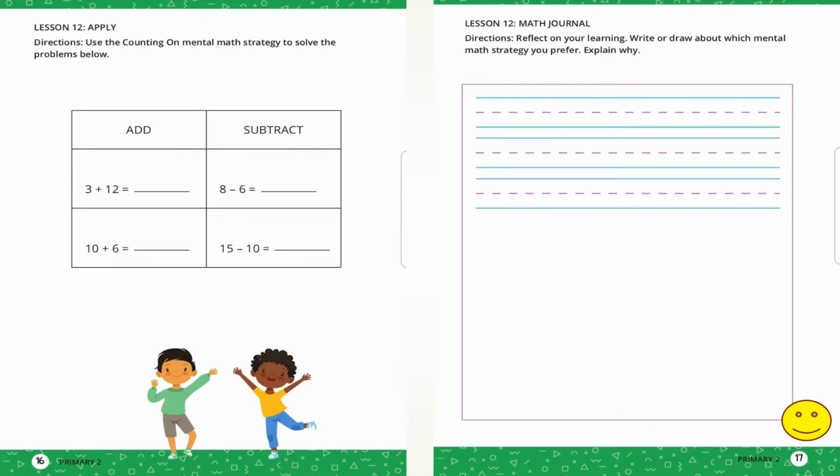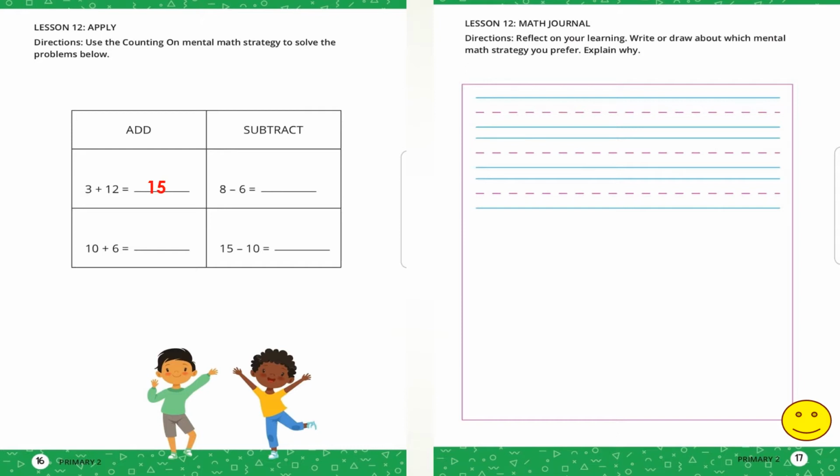Lesson 12, the apply part. Use the counting on mental math strategy to solve the problems below. Here we have addition and subtraction problems. We will solve them using the counting mental math strategy. 3 plus 12. We said before, if it's an addition problem, we have to start counting with the biggest number. So 12 in my mind and 3 on my fingers. After 12, 13, 14, 15. So the result is 15.